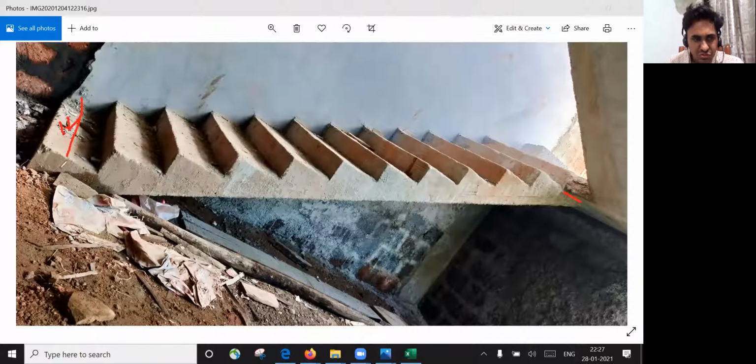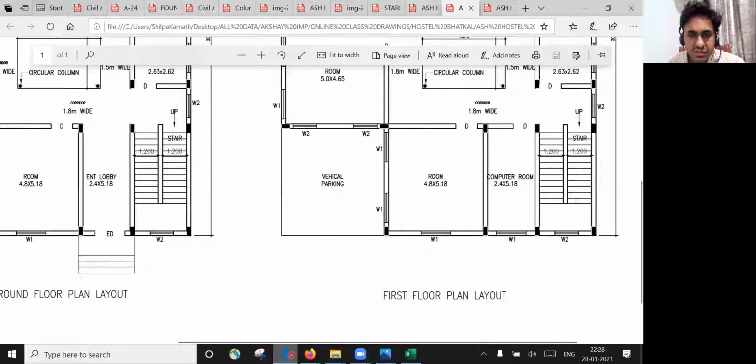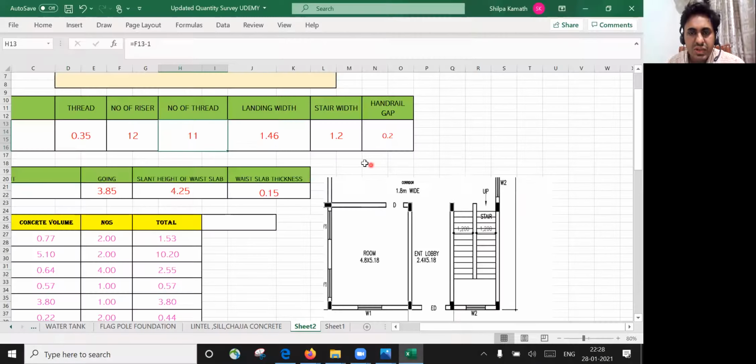It's 1.2, this 1.2, and this is not given. So I have gone to the side and found that it is 200 mm, that is 0.2. I have gone and measured it. What they have kept is 200 mm here. So that is why we are taking 0.2 here. Now coming back to the Excel sheet again. So that is why I have put the handrail gap as 0.2.